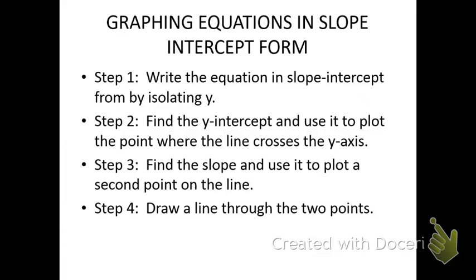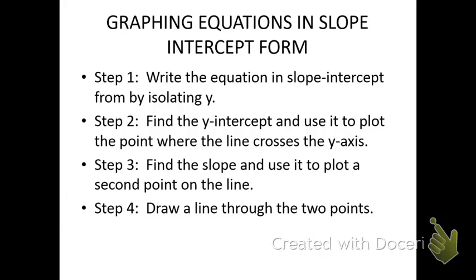Step 1 is to write the equation in slope-intercept form by isolating y. Basically, get y by itself. Make it y equals, and then mx plus b. Step 2, find the y-intercept. That's b.